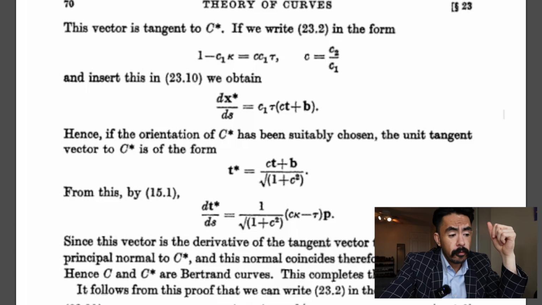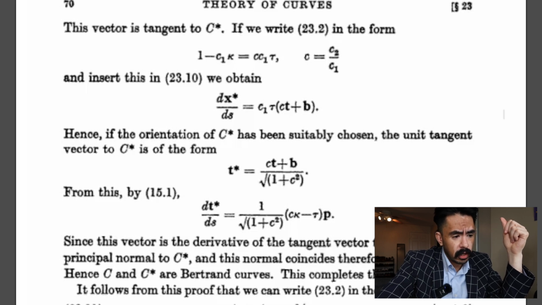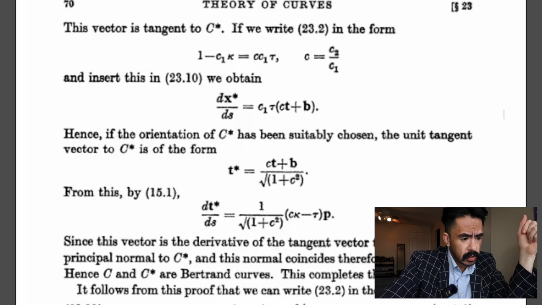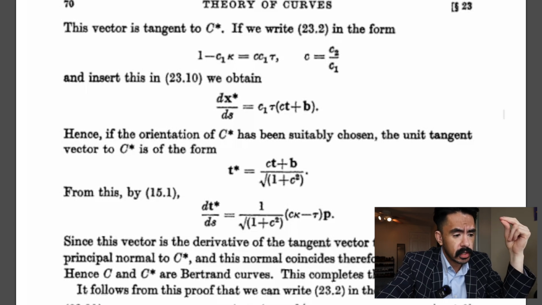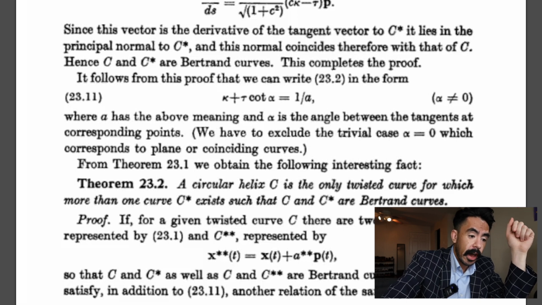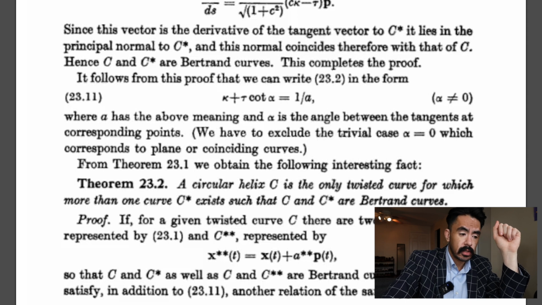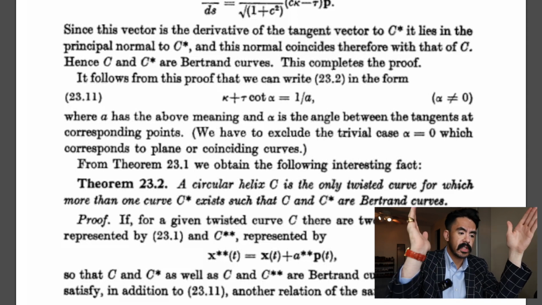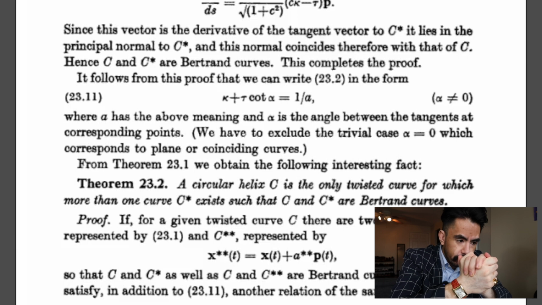From this, by the formulae of Frenet, we have that dds of t star is equal to 1 over the square root of the quantity 1 plus c squared, and this is then times the quantity c times kappa minus tau, closed quantity, times the unit principal normal vector p. Since this vector is the derivative of the tangent vector to c star, it lies in the principal normal to c star, and this normal coincides therefore with that of c. Hence, c and c star are Bertrand curves, and this completes the proof.